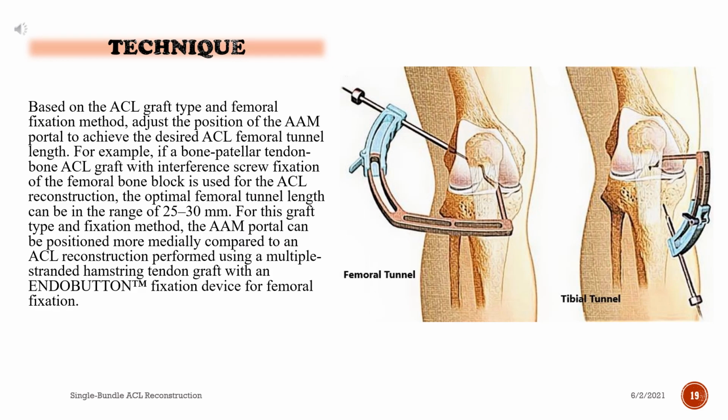Based on the ACL graft type and femoral fixation method, adjust the position of the AM portal to achieve the desired ACL femoral tunnel length. For example, if a bone-patellar tendon-bone ACL graft with interference screw fixation of the femoral bone block is used for the ACL reconstruction, the optimal femoral tunnel length can be in the range of 25 to 30 mm. For this graft type and fixation method, the AM portal can be positioned more medially compared to an ACL reconstruction performed using a multiple-stranded hamstring tendon graft with an EndoButton fixation device for femoral fixation.